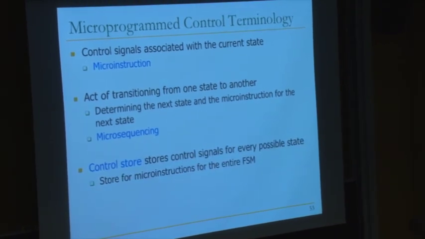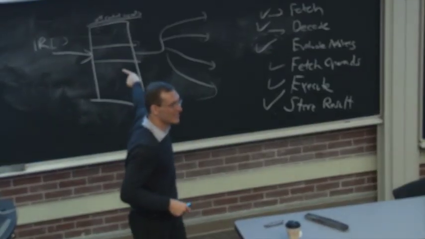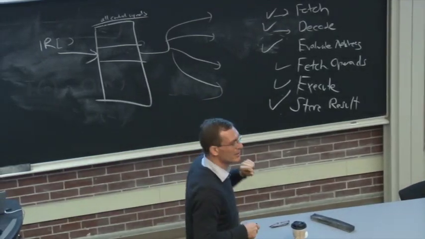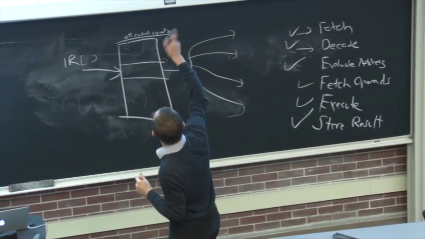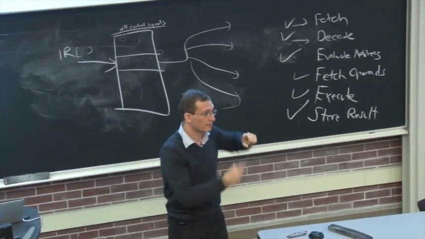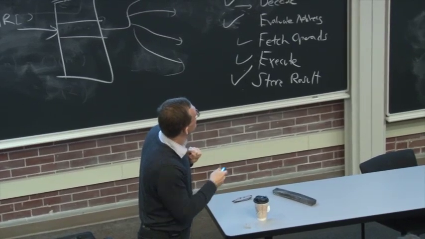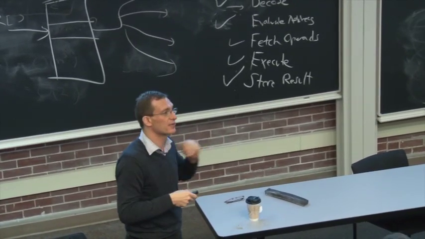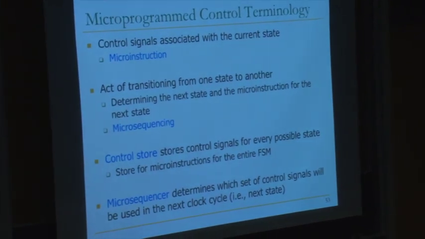Control store, you've already seen this. There you go. Control store. It may not be only indexed by IR. In fact, we'll see that it's indexed with other things. These store the control signals for every possible state. So in this case, we see 31 states, so we'll have a control store that stores the control signals for 31 states. Basically, this is a store for micro-instructions for the entire finite state machine. And there's a microsequencer that determines which set of control signals will be used in the next clock cycle.